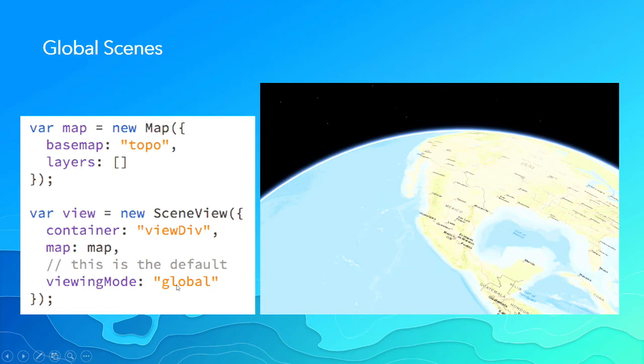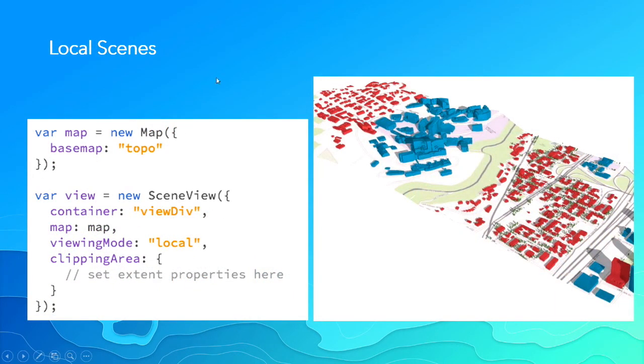To set it to local or global, you just have to set the viewing mode to global, or in this case here, you will see it is set to local. And again, like the clipping area, here you would just set an extent. I usually use this with the extent of a layer. So once the layer is loaded, you can set this to the full extent of the layer. Every layer has this full extent property, and you can set it there.